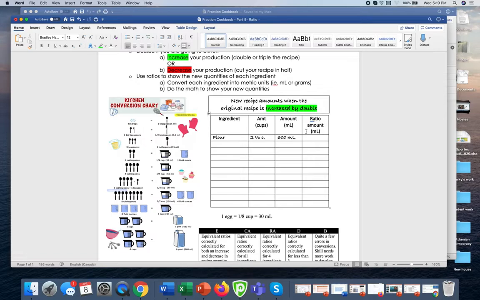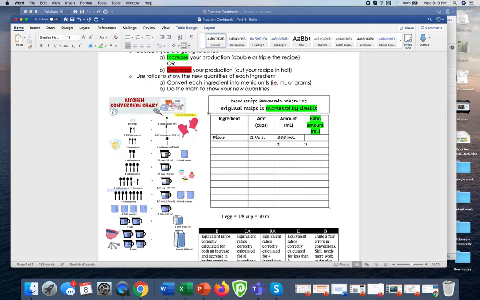Then this is the key thing. This is where the main math comes in. This is where I'm going to be increasing by double. So if this would have been, for example, 1, my doubled amount, my ratio, would be 2. So what's my magic number to get from 1 to 2? Well, obviously it is times by 2.